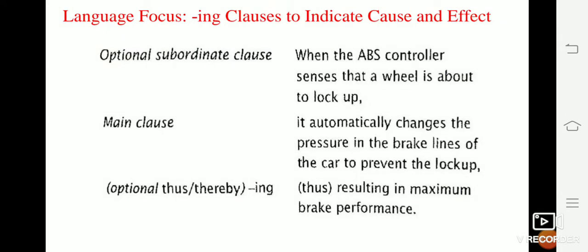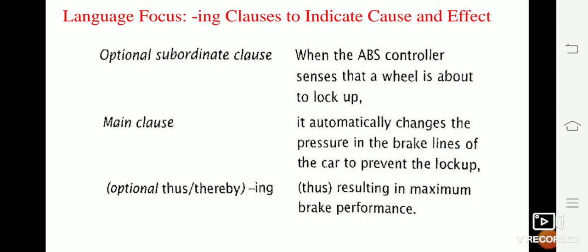Please look at here. Optional subordinate clause: when the ABS controller senses that a wheel is about to lock up. Main clause: it automatically changes the pressure in the brake lines of the car to prevent the lockup. And then the ing clause, everyone: resulting in maximum brake performance. So after the comma, you can actually use verb-ing. This is what you call the ing clause. All right. So this is the clause analysis.